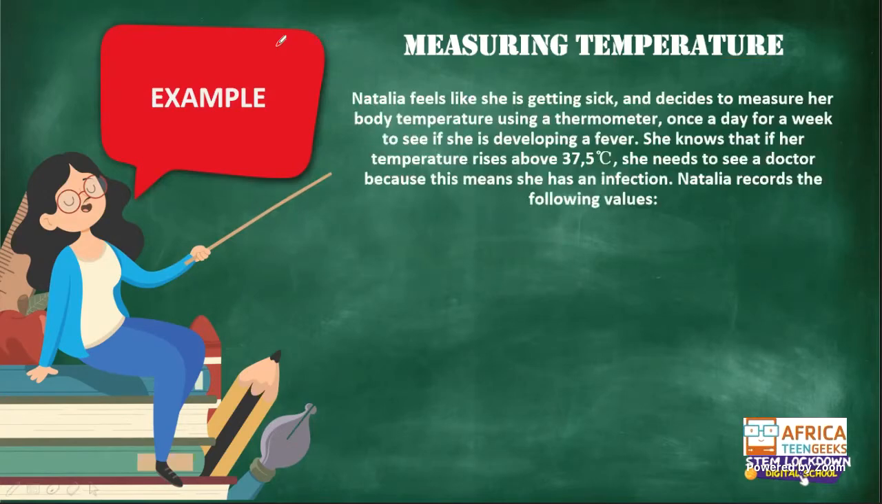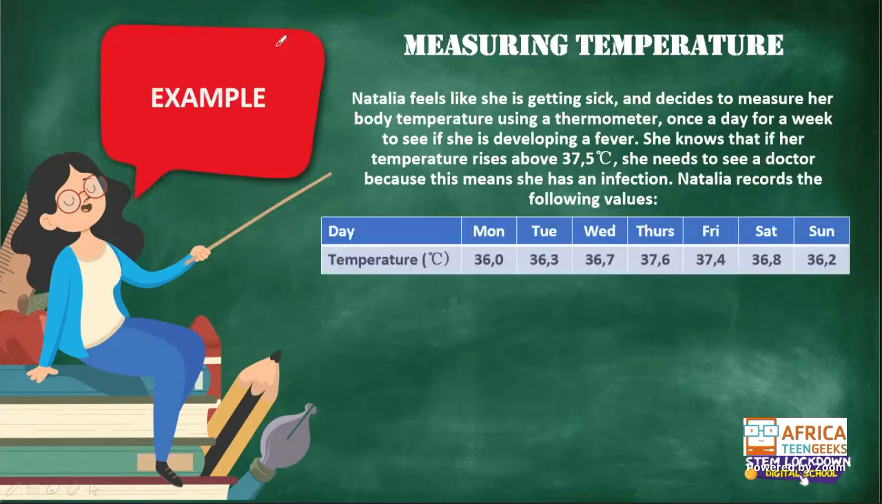Natalia feels like she is getting sick and decides to measure her body temperature, using a thermometer once a day for a week to see if she is developing a fever. She knows that if her temperature rises above 35 degrees Celsius, she needs to see a doctor because this means she has an infection. Natalia records the following values. Okay, so we have each day, Monday to Sunday, and then the temperature she took on each day.